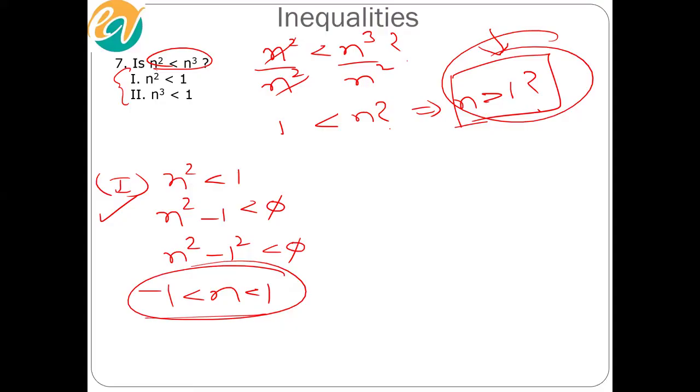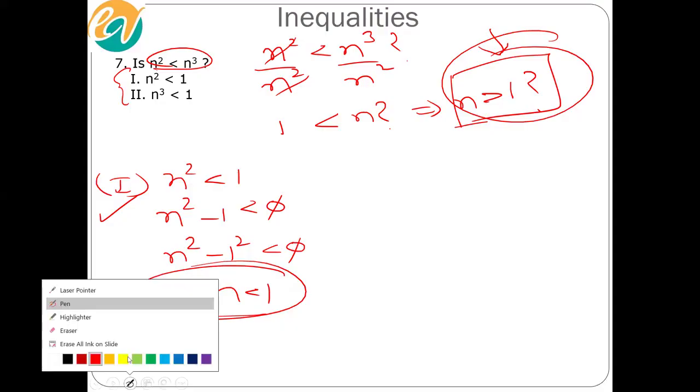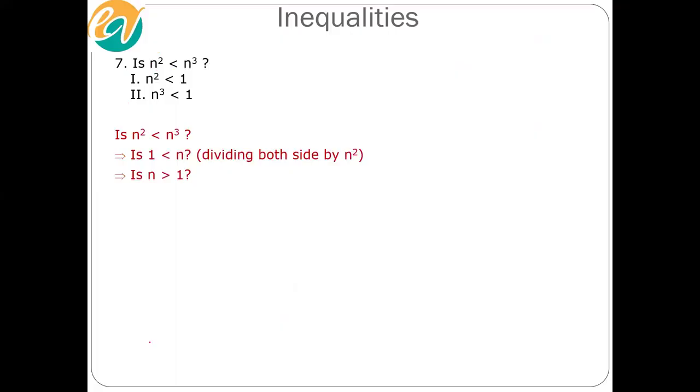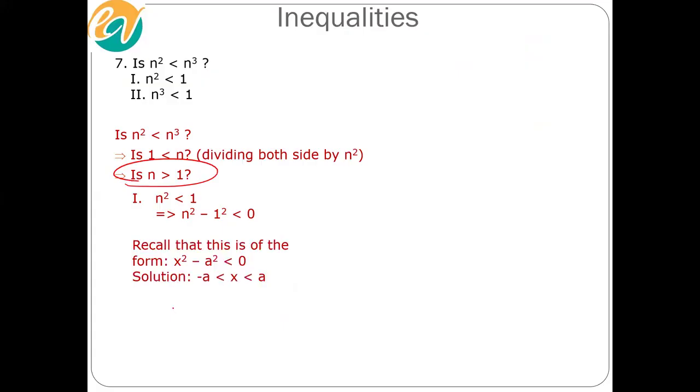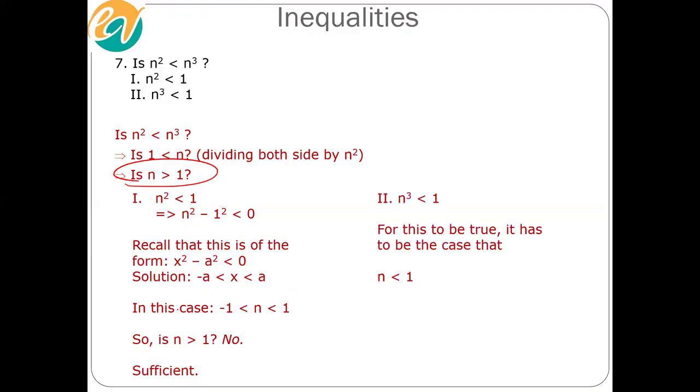Friends, are we clear? Right, so now I think this should be easy. Is n greater than 1? That's the question we need to answer. So from statement 1, it's sufficient. Similarly, how about statement 2? n cube is lesser than 1. So for this to be true, it has to be the case that n is lesser than 1. Otherwise, n cube cannot be lesser than 1.